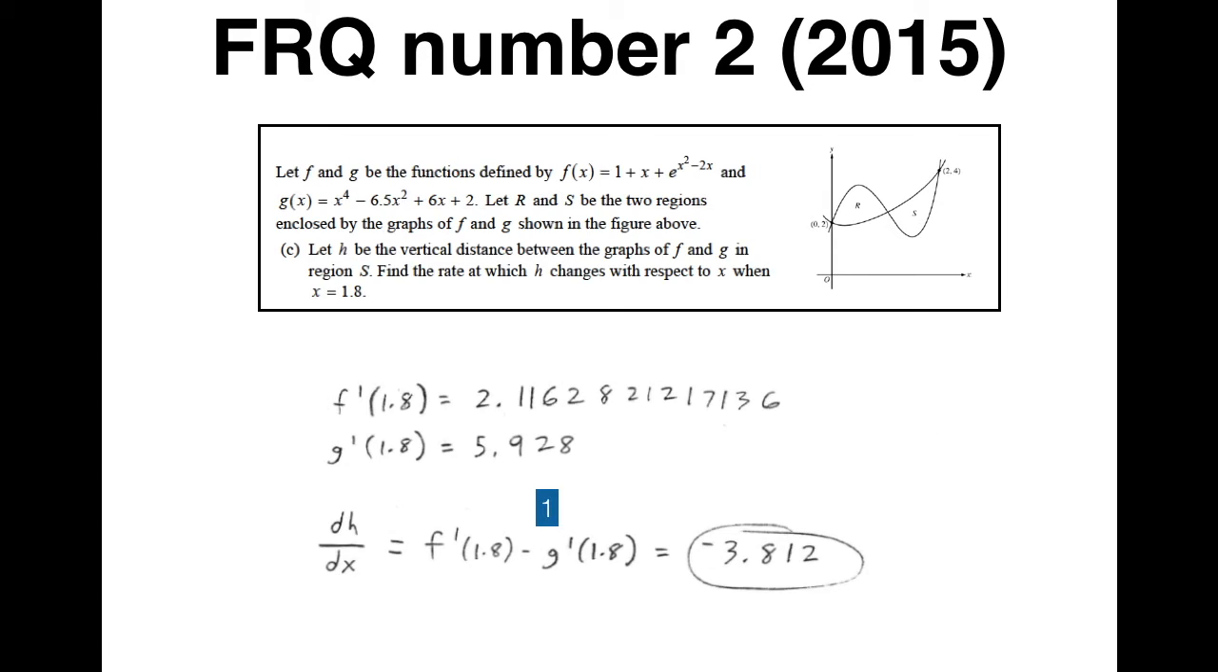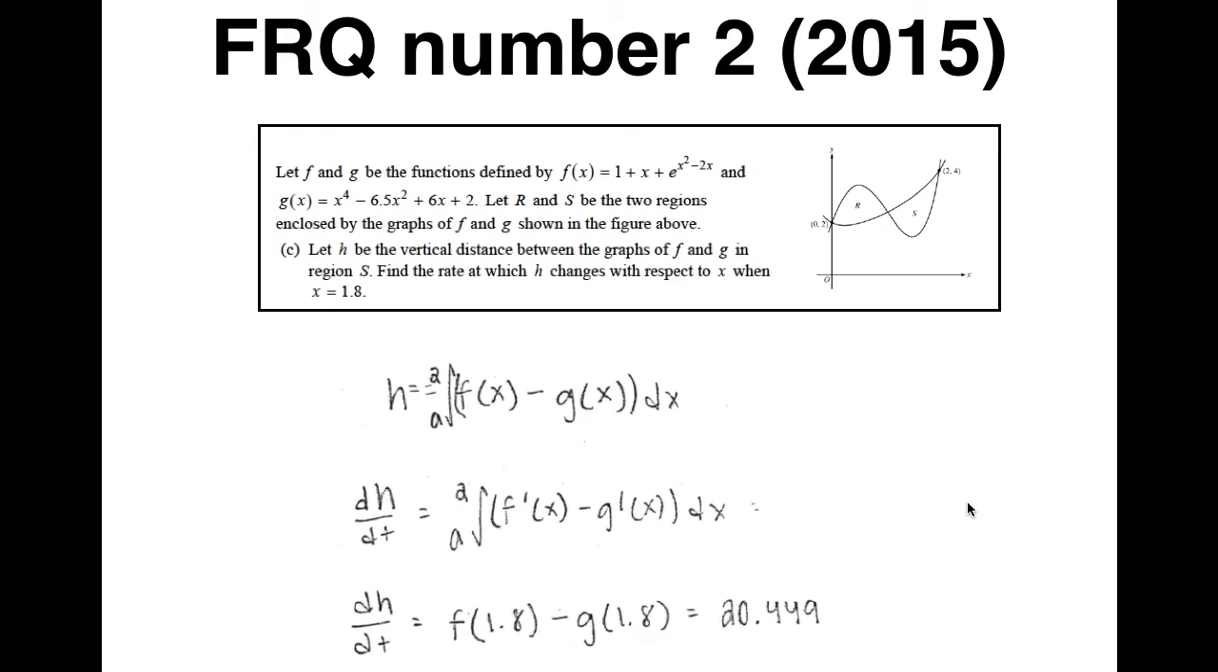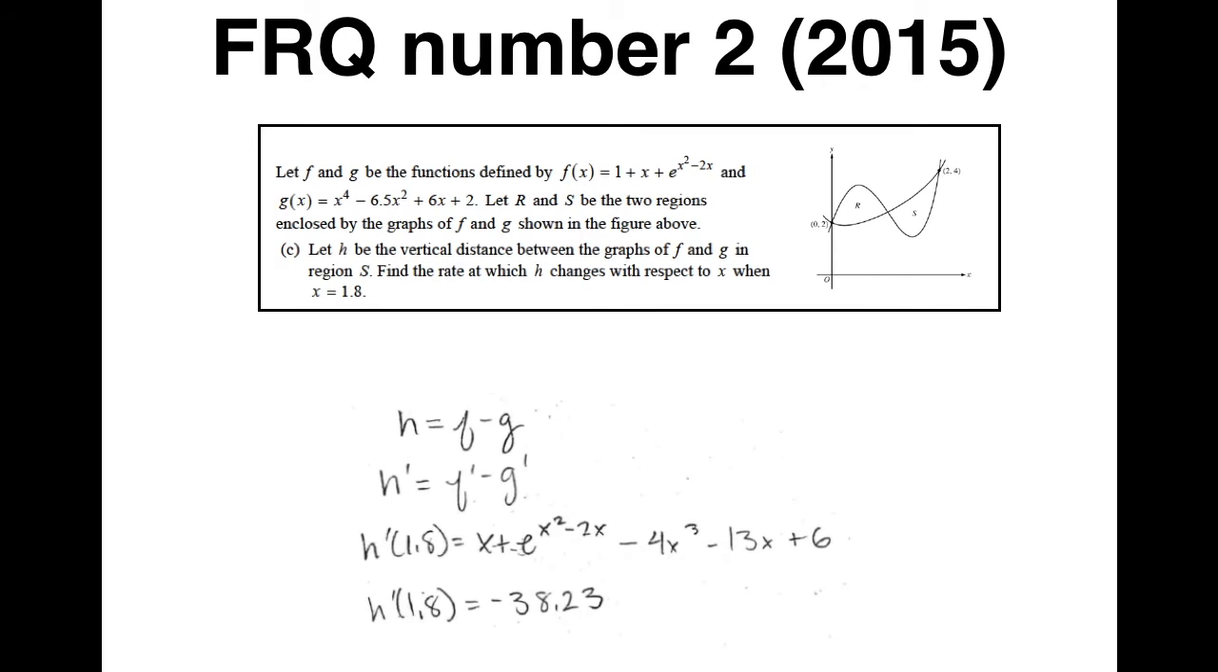So 1 point for considering that h prime is f prime minus g prime, and then 1 point for the answer. So there were 4 points in question A, 3 points in question B, and 2 points in question C. That's 9 points. Our second student gets a little confused. It's a rate of change. Why would you integrate? F of x minus g of x is correct if he had written h of x equals f of x minus g of x, and that student did not earn any point.